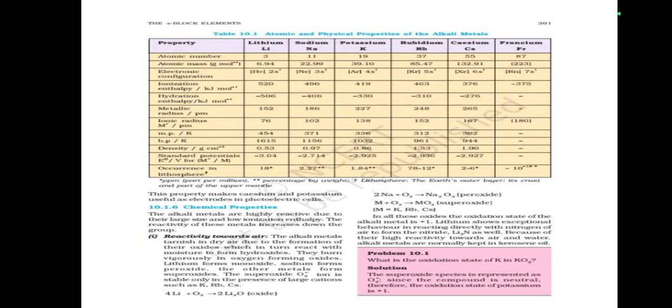This property makes cesium and potassium useful as electrodes in photoelectric cells. Chemical properties: the alkali metals are highly reactive due to their large size and low ionization enthalpy. The reactivity of these metals increases down the group.